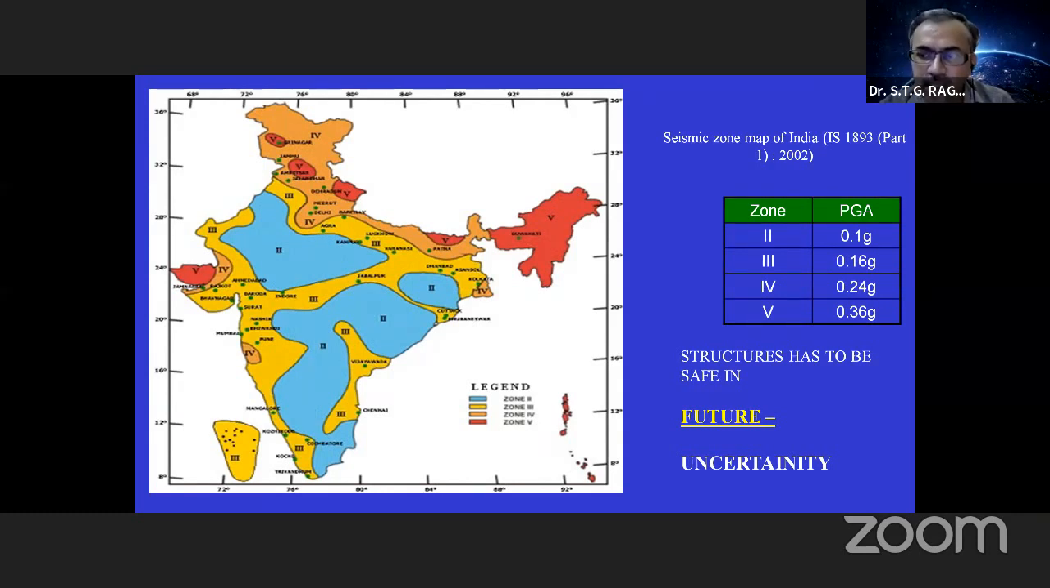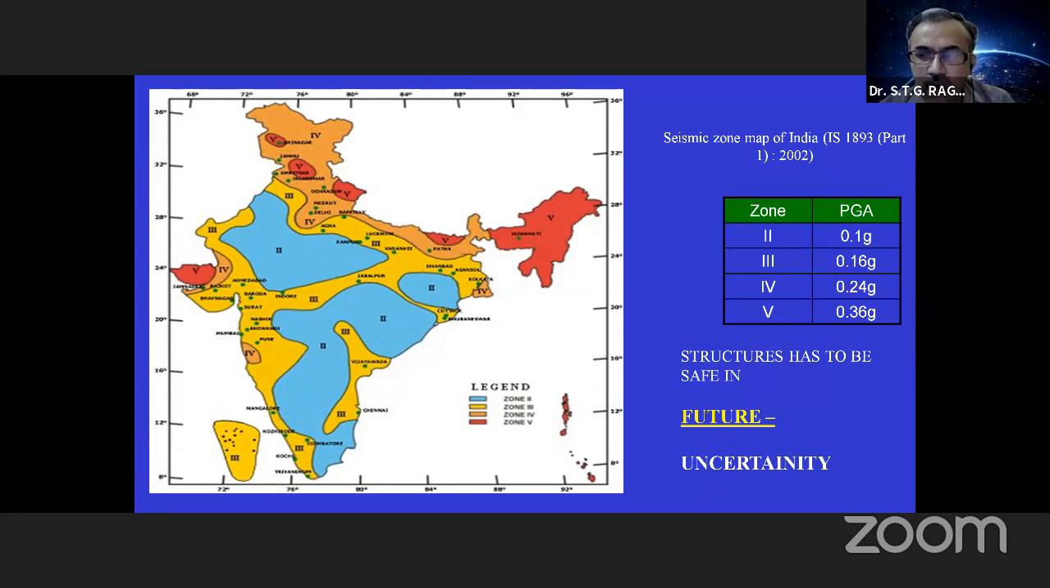Now coming to our seismic zone map. What's the problem with our existing zone map? Our code gives you the PGA values like 0.1g, 0.16g, 0.24g and 0.36g. Now, if I ask you a question: if I design for these values, are you safe actually? Will you be safe?